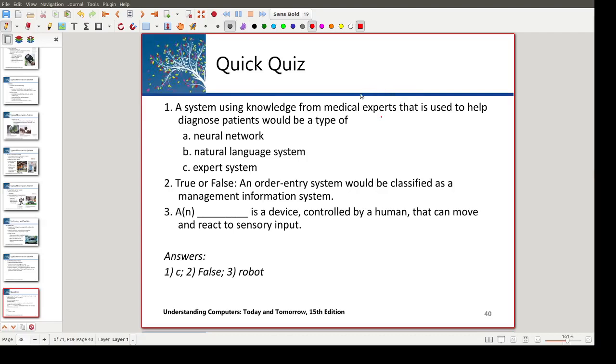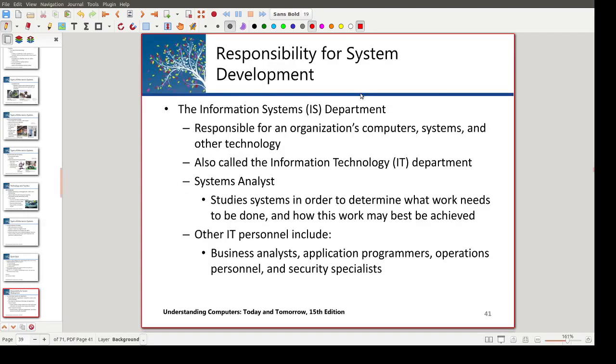True or false? An order entry system would be classified as a management information system. No, it is not a management information system. A robot is a device controlled by a human that can move and react to sensory input. Okay, that's it for the first part of the lecture, and later we will continue with the second part of the lecture, starting with responsibility for system development, and then we'll go to the system development life cycle.